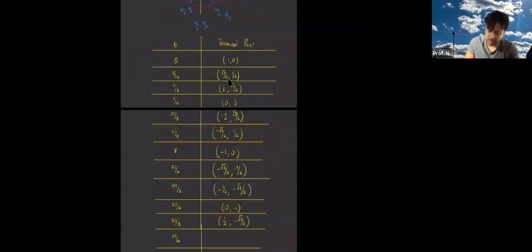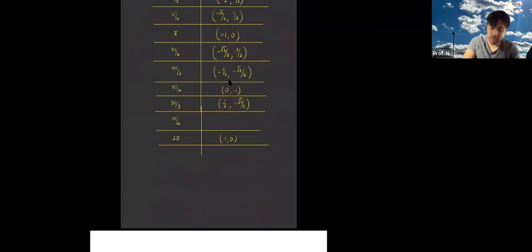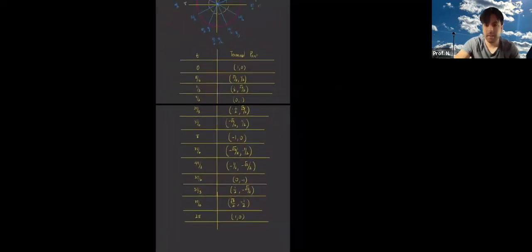And then finally, 11 pi over 6, reference angle pi over 6. Negate the y coordinate of pi over 6. So I got rad 3 over 2, comma negative 1/2. And that's how you complete the table for 9 and 10.